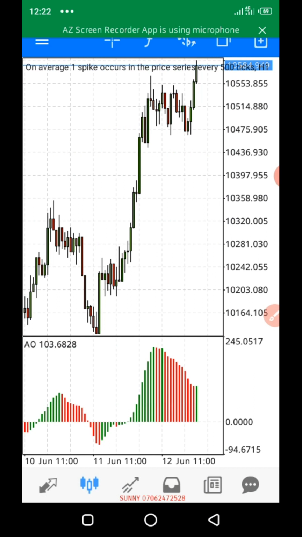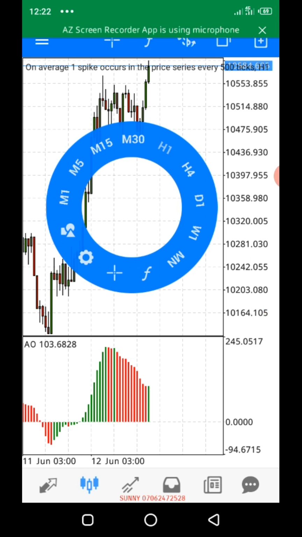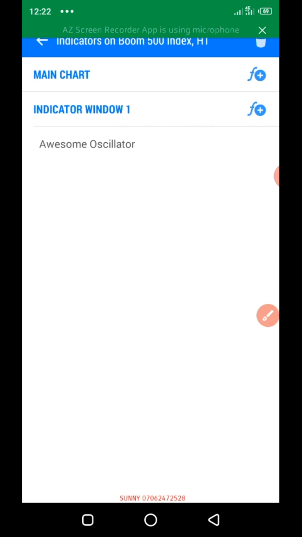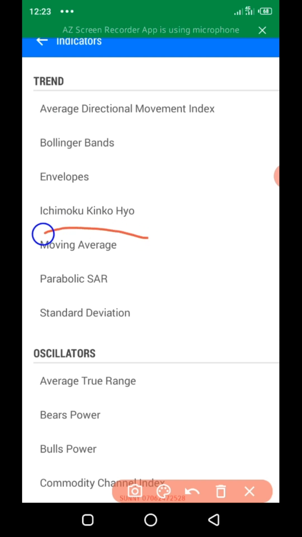In this video, we're going to be learning how to spot a trend. It's very simple. You only need two moving averages, or probably one. Okay, let's just use one. One is fine. Now, tap on your screen. Click on the F to insert an indicator. Once you click on the F, click on this main chart, because you want to insert the indicator on your main chart. Then click on moving average, because you want to use the moving average to do that.